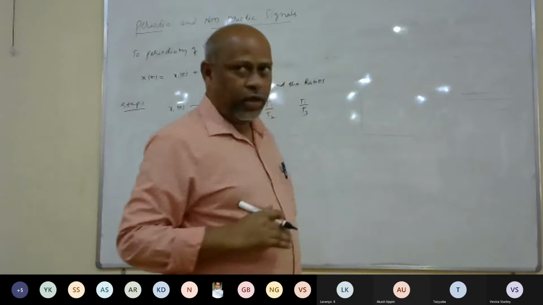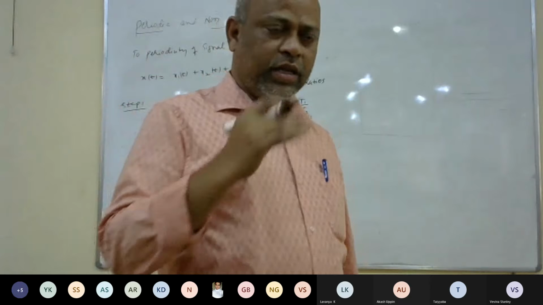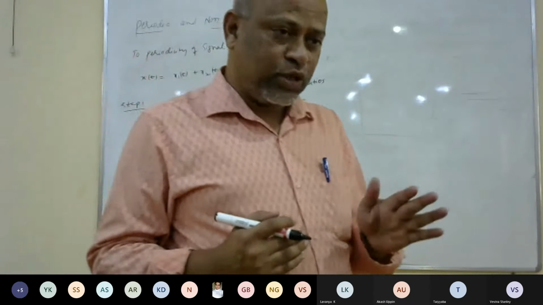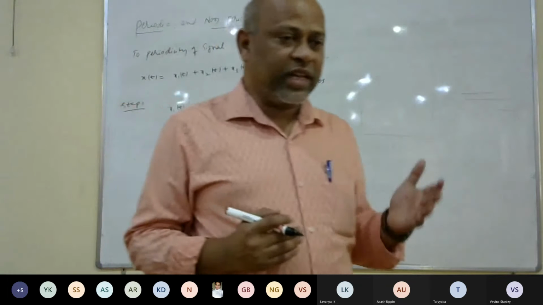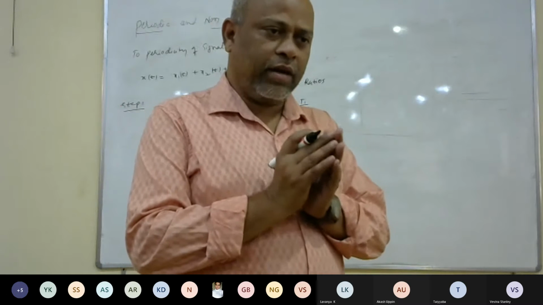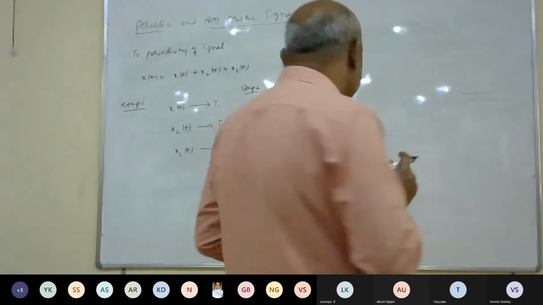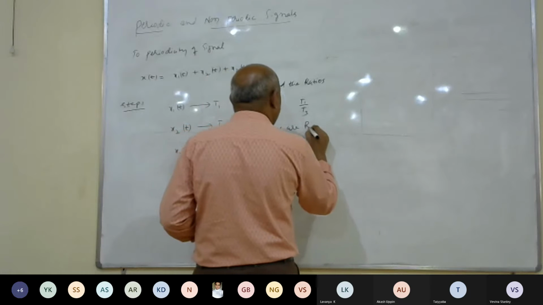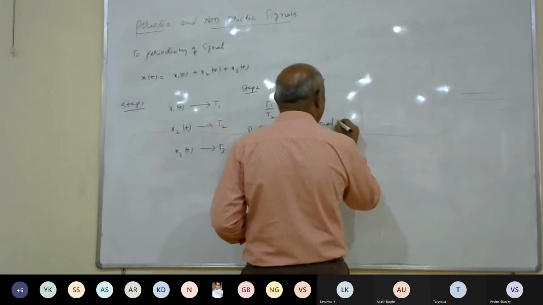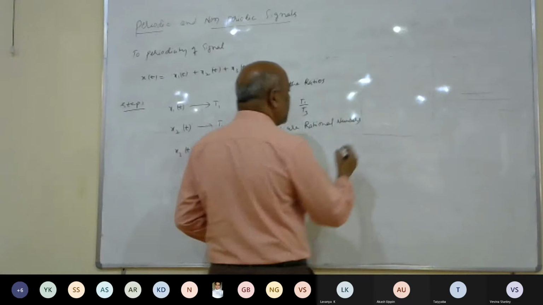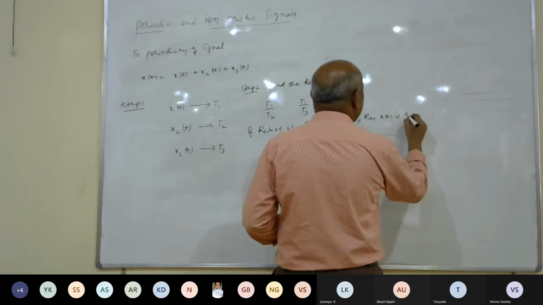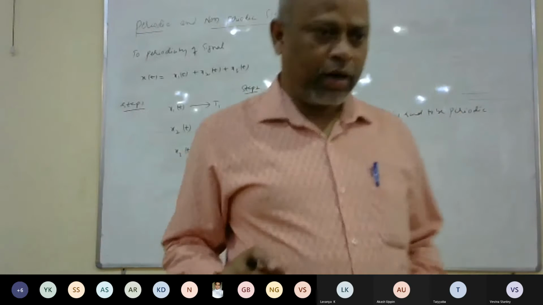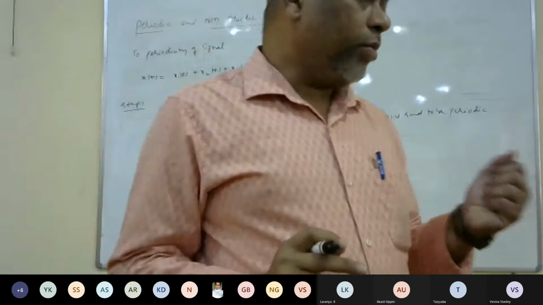T1 is constant in the numerator in every ratio. T1 by T2 is the first ratio, T1 by T3 is the second ratio. Suppose we have a fourth signal, then you need to calculate T1 by T4. If these ratios are rational numbers, then the given signal x of t is said to be periodic. If any one of them is an irrational number, then the signal is said to be non-periodic.